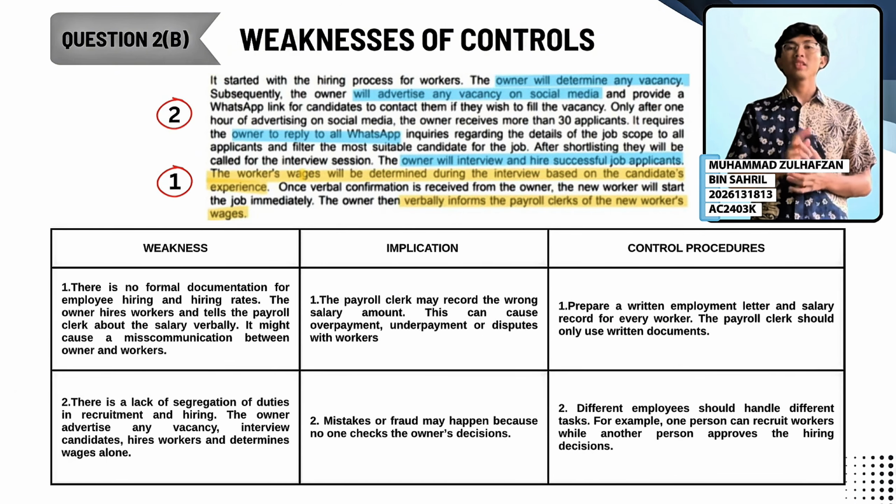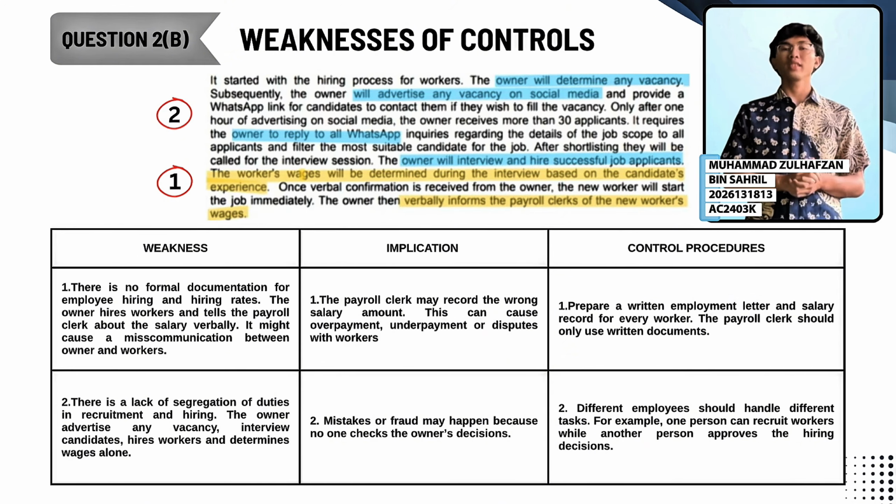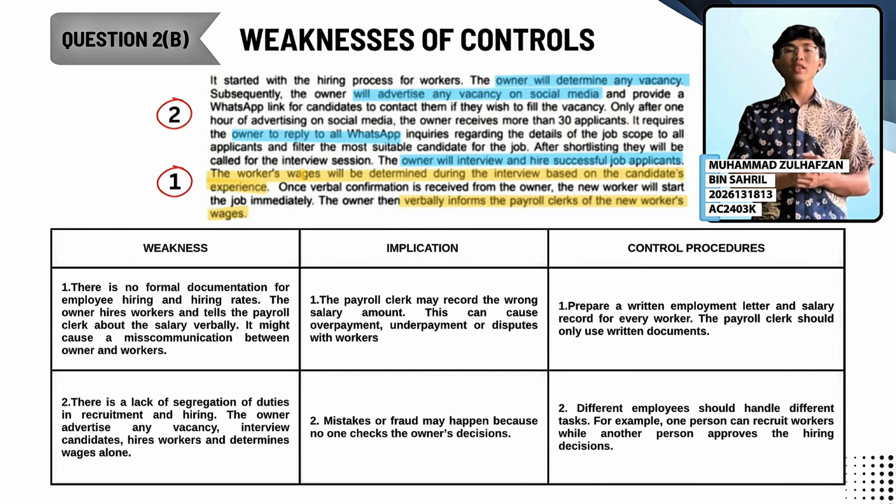Now, I will explain two weaknesses of internal controls identified in the case. The first weakness is that there is no formal documentation for employee hiring and salary rates. The owner only informs the payroll clerk verbally about the employee's wages. This may cause miscommunication, and the implication is the payroll clerk could record the wrong salary amount, leading to overpayment or underpayment. To solve this, the company should prepare a written employment letter and salary record, and the payroll clerk should rely only on written documents.